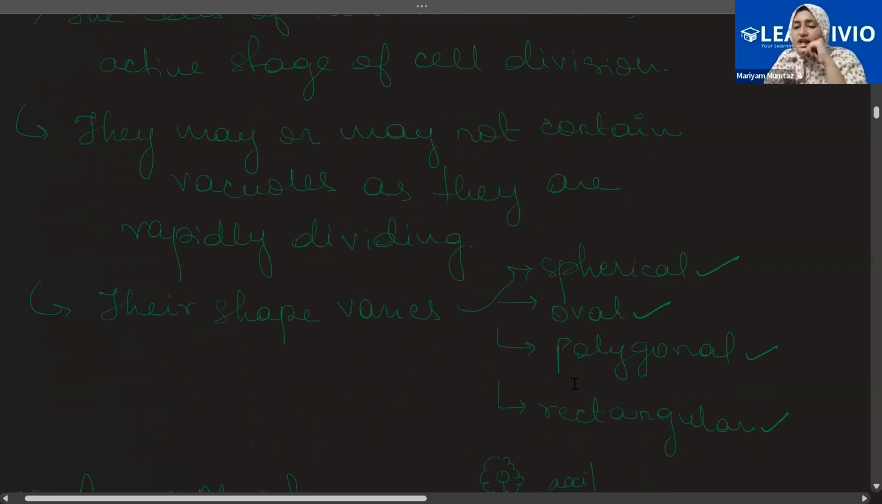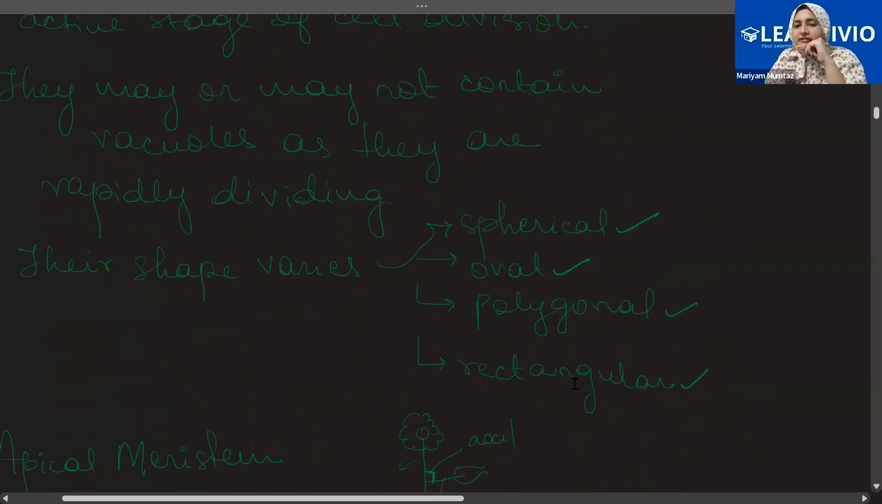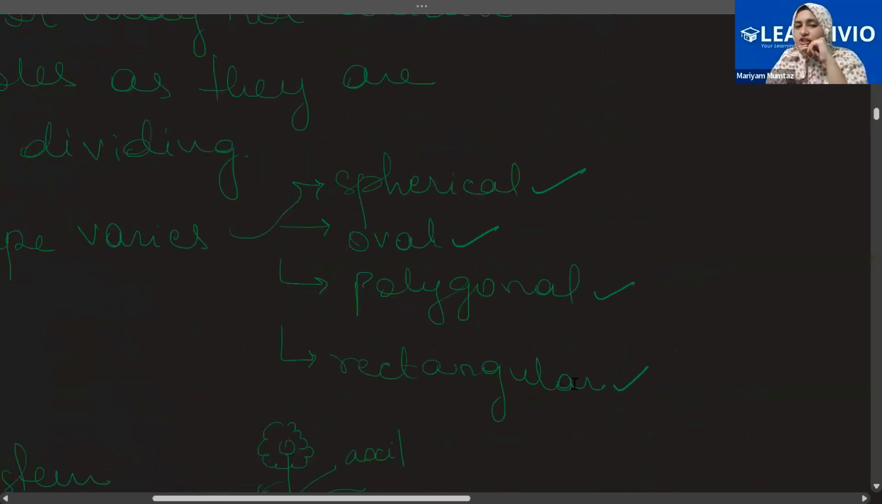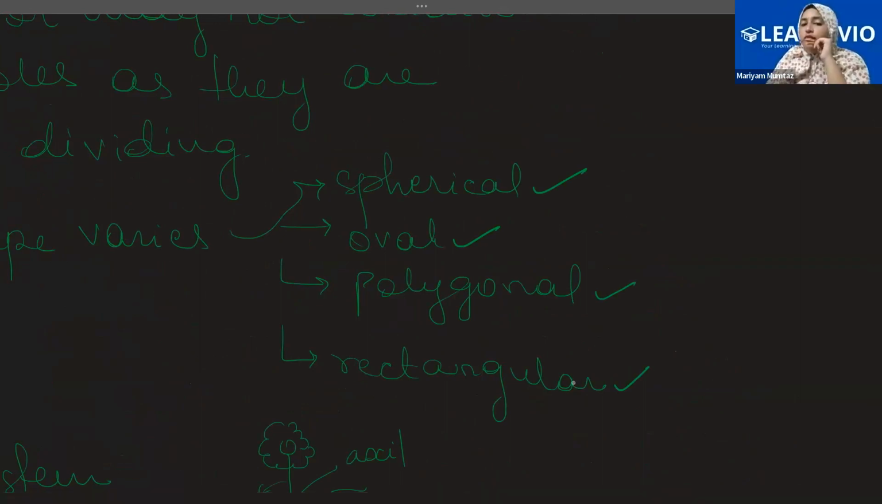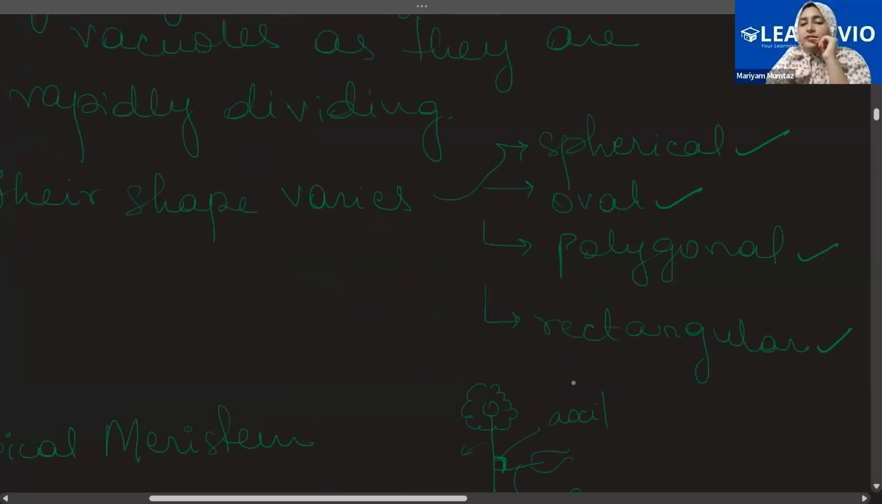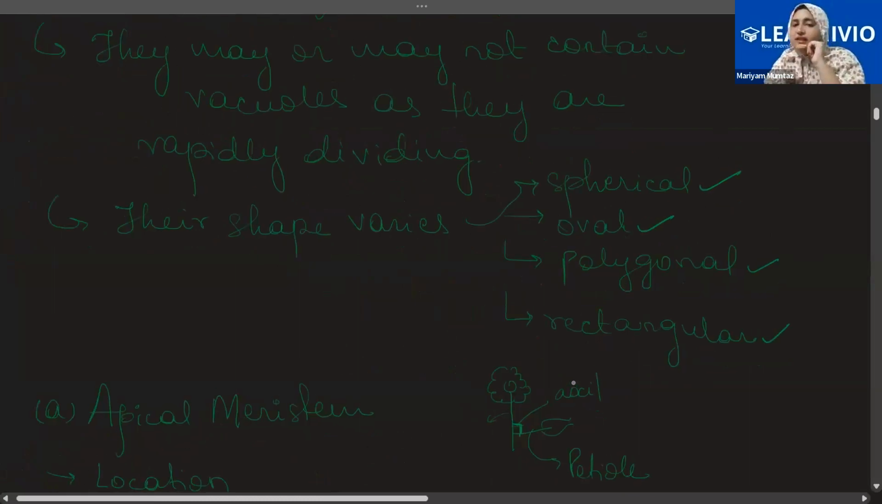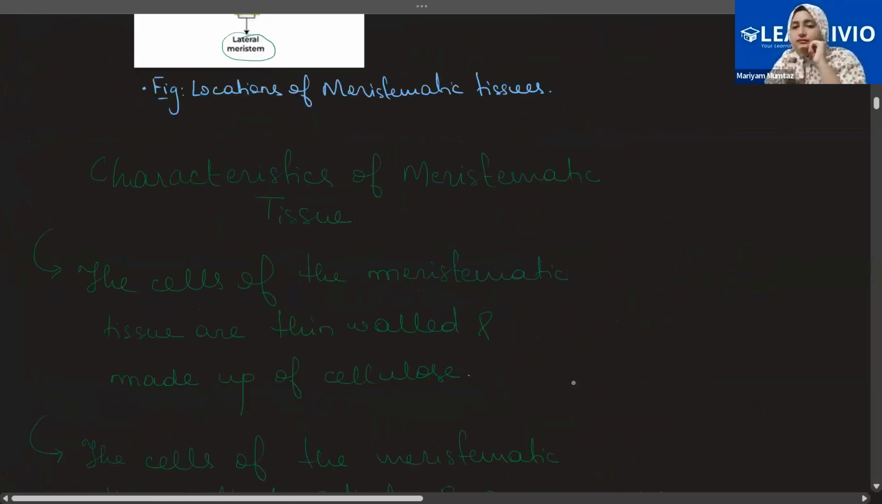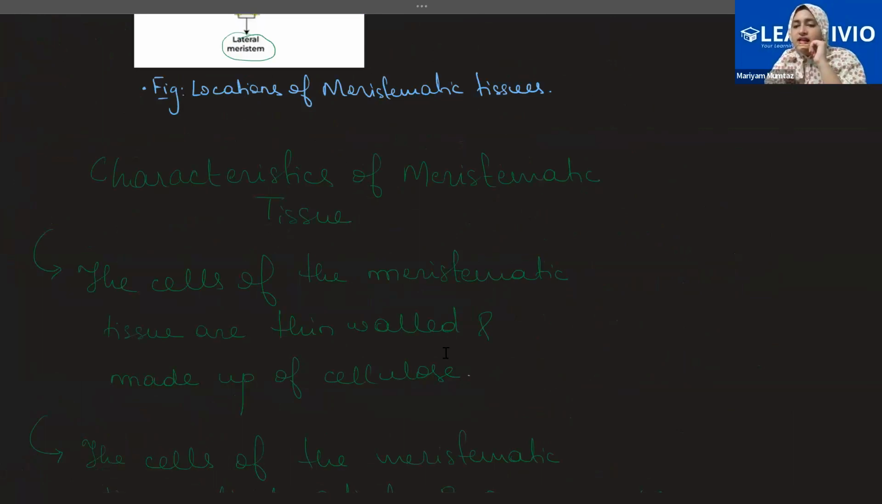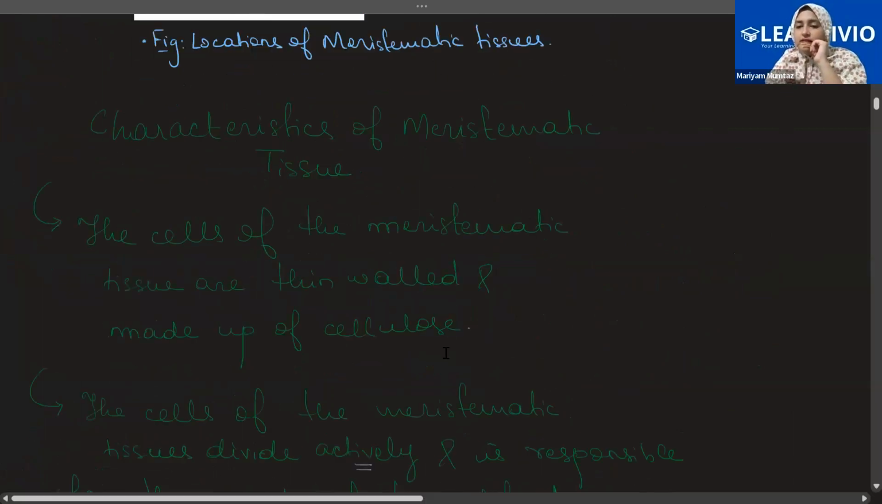Now, the shape of the meristematic cells varies. They can be spherical, oval, polygonal and even rectangular. So, depending on the plant species and different parts of the plants, the shape of the meristematic cells would vary a lot. Any doubts up until now, students? No, ma'am. Okay, so these are the basic characteristics of the meristematic tissue.